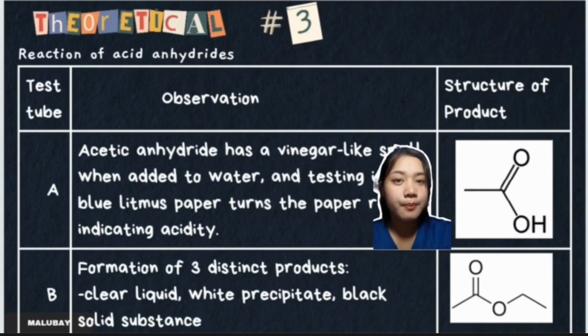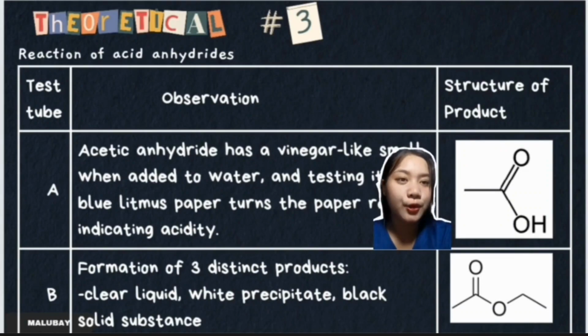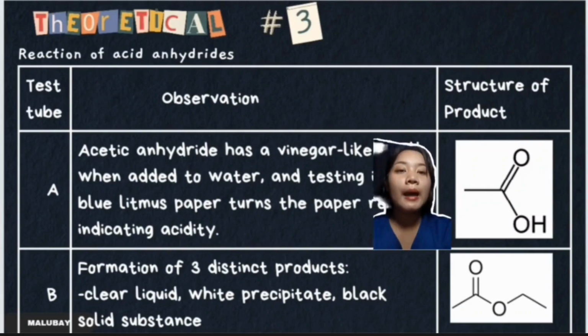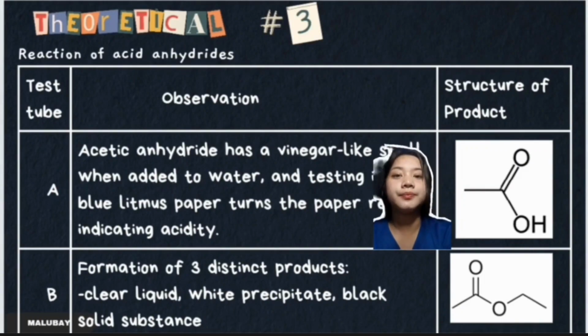In terms of odor, it has different smells noticeable during the addition of acetic anhydride and sodium hydroxide. And then we observe a clear liquid, and it has a white precipitate and black solid substance. The product produced is an ester, and this is the structure of the ester.